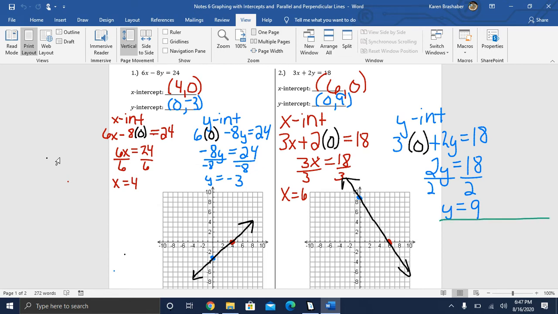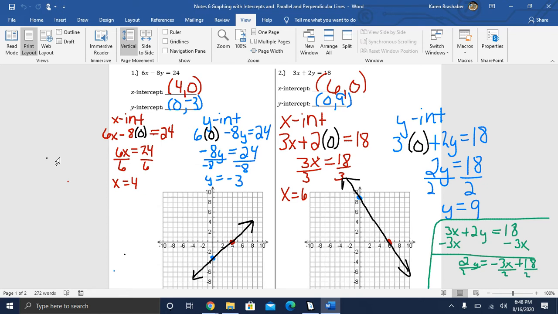And so that I can leave the graph on there, I'm going to do my work for writing it in function notation here. You can solve the equation for y, starting with 3x plus 2y equals 18. We can subtract 3x from both sides, leaving us with 2y equals negative 3x plus 18. You would then need to divide each term by 2.